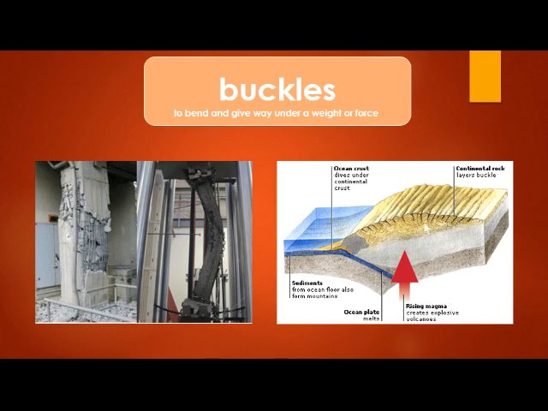Right here, you can see this continent layers buckle. That means they bend and push outward, and instead of being straight up and down, they're kind of curvy like these other pictures are. You might have heard the saying, my knees buckled. That's when your knees kind of bend and you might fall down without meaning to. So buckles can be a verb.